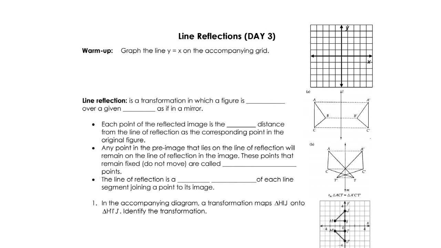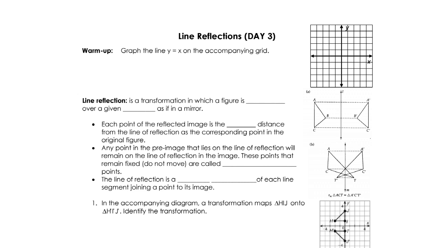Hey guys, we're on Unit 4, Day 3. We're going to talk about line reflection strictly today. We're going to reflect over some lines that look normal, like the x-axis and the y-axis. However, we're also going to reflect over different horizontal and vertical lines, and also a diagonal line called y equals x. So our warm-up is to graph the line y equals x and the accompanying grid.